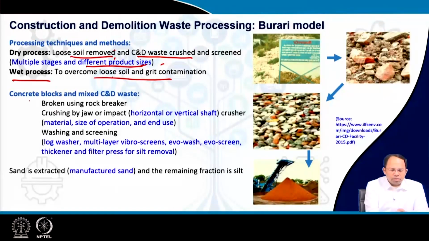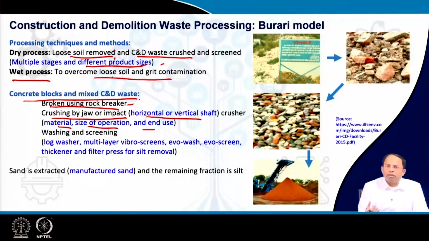First, for concrete blocks and mixed C&D waste, these are broken using rock breakers. This is the equipment used to break the waste into smaller particles. Then crushing by jaw or impact crusher, which could be either a horizontal or a vertical shaft crusher. It depends on what kind of material, size of operation, and final end use we require. Depending on that, we determine which jaw or impact crusher we will utilize.